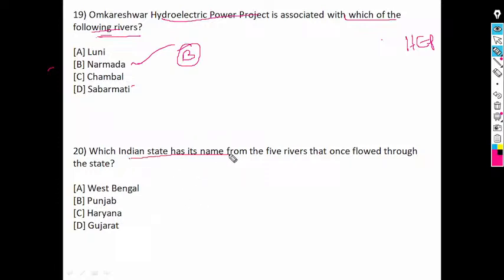Which Indian state has its name from 5 rivers that once flowed through the state? Name from the 5 rivers.